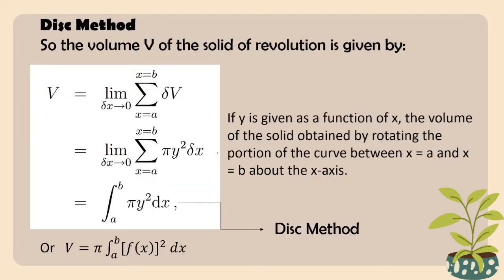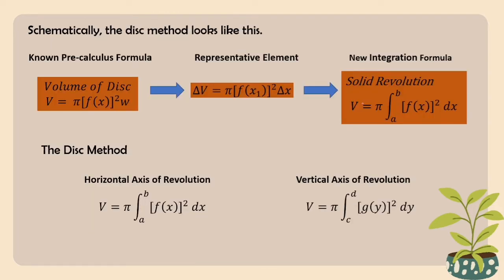Also, we would then use this formula, which is the same method: pi integral from a to b f of x squared dx, because our y here is equal to our f of x. Now, schematically, this method looks like this. From your previous level, I know you have been dealing with it. For the volume of a disk, we have pi times f of x squared times w, where w here is the width.